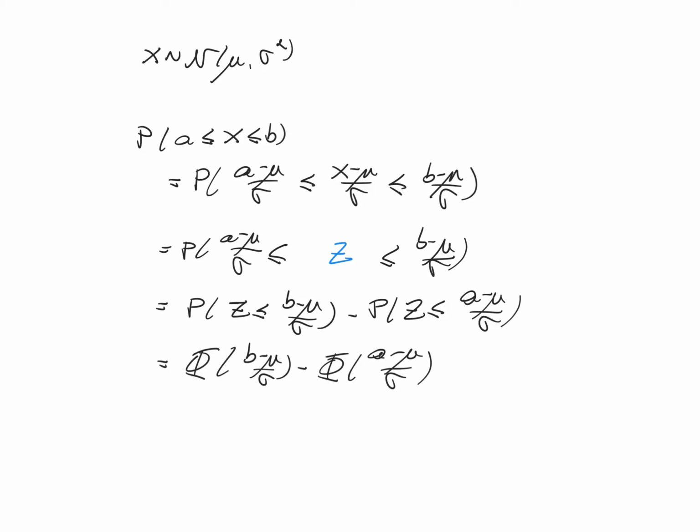So you end up with phi of (b minus mu) over sigma, minus phi of (a minus mu) over sigma. And so you look up those two values in the table for the cumulative distribution function of a standard normal distribution. You plug them in and you know the final probability that x lies between a and b.